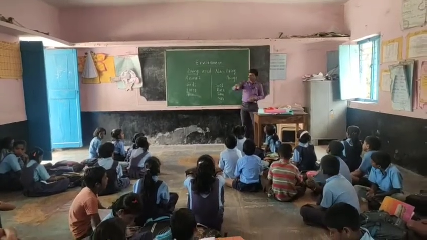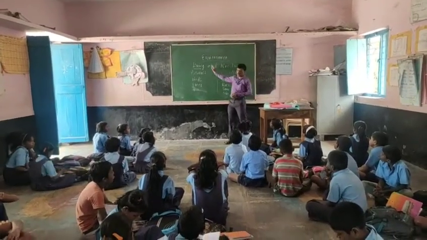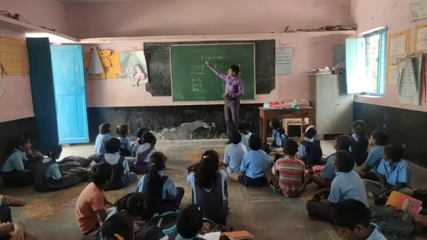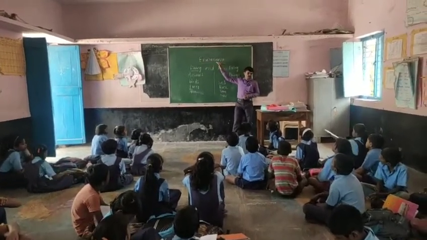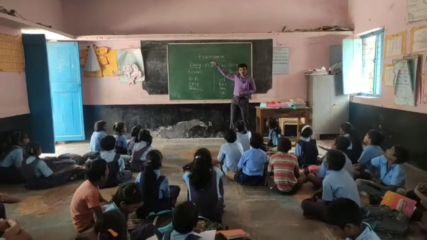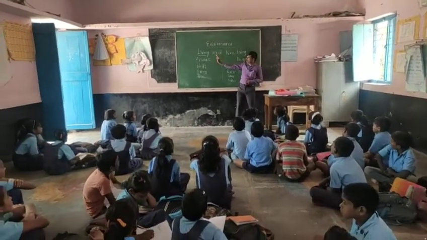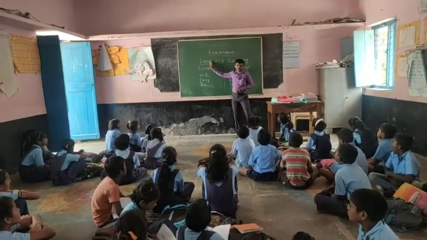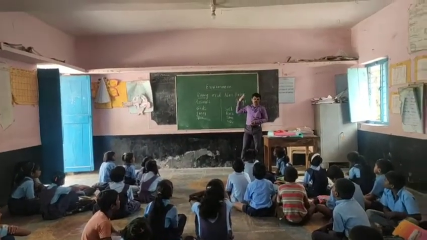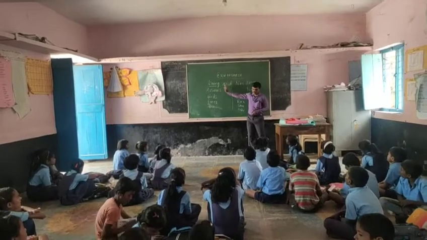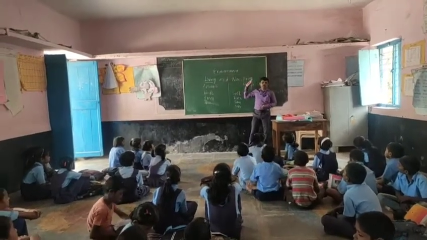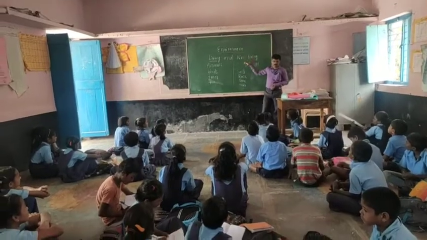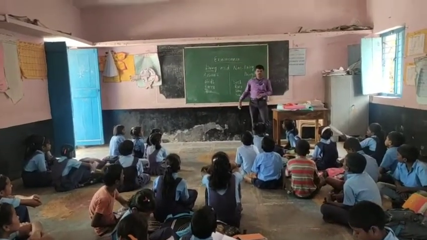Understand? Living things and non-living things surrounding us are called the environment. In the environment we can see two parts. One is living things and one is non-living things. Okay, we have learned about living and non-living things. Then we study about the animals.